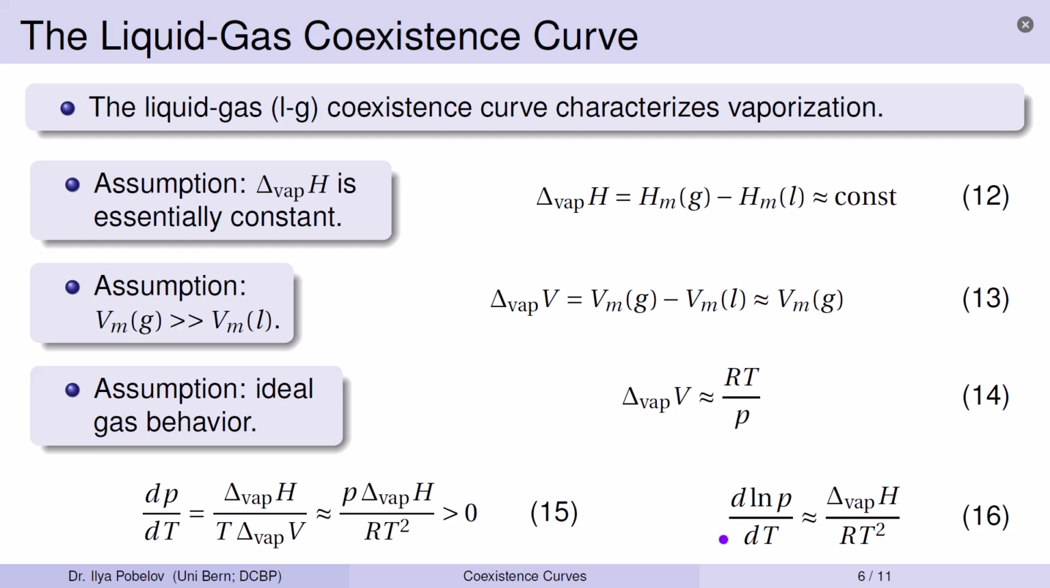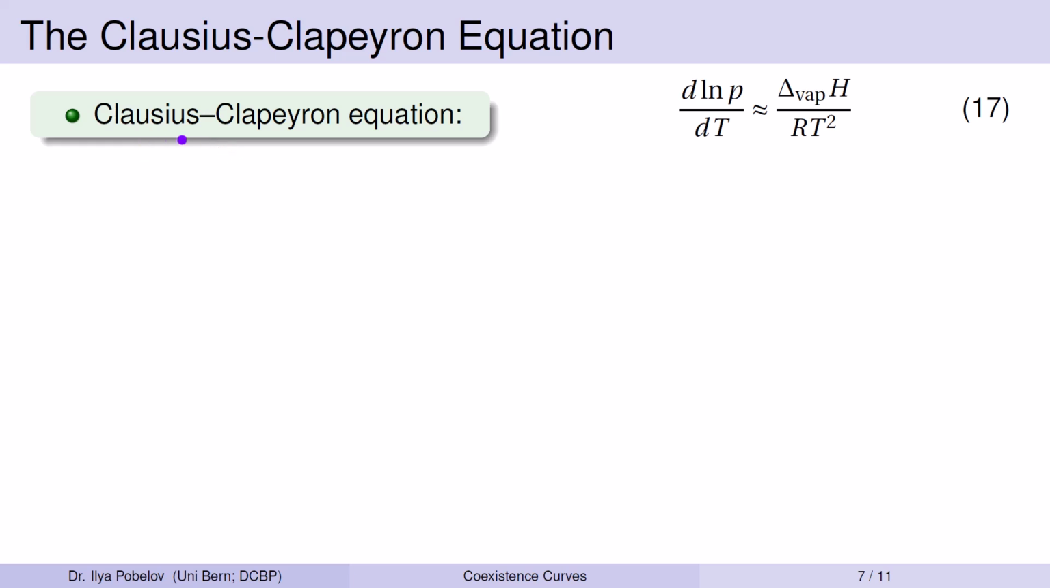The latter equation can be reformulated as follows. The derivative of the natural logarithm of pressure with respect to temperature is approximately equal to the enthalpy of vaporization divided by RT squared. The previously obtained result is known as the Clausius-Clapeyron equation. This equation emerges from the adaptation of the general Clapeyron equation for the liquid-gas coexistence curve. It allows us to investigate the relationship between pressure and the temperature of vaporization more deeply.